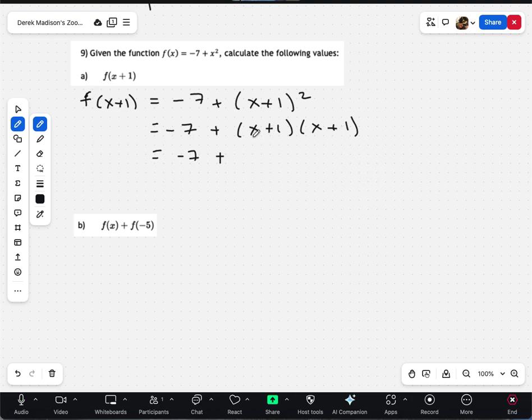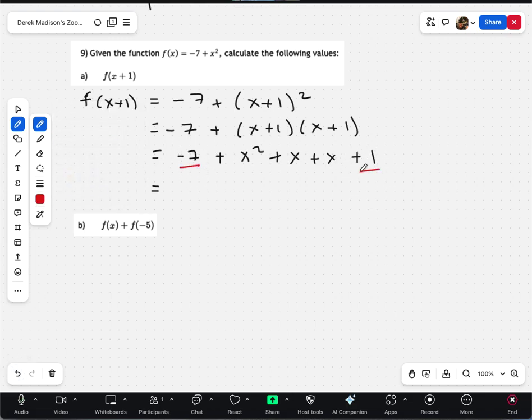So here, x times x is going to be x squared. On the outside, I get plus x. On the inside, I get plus x. And at the end, I get 1. So negative 7 plus x squared. Actually, let me combine my like terms in one step since I'm going to run out of room anyhow.